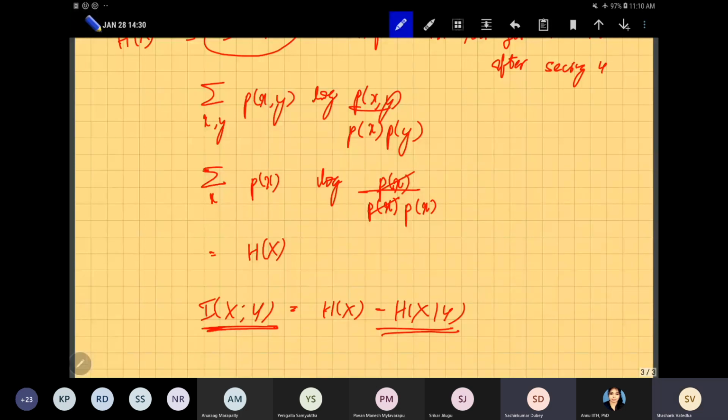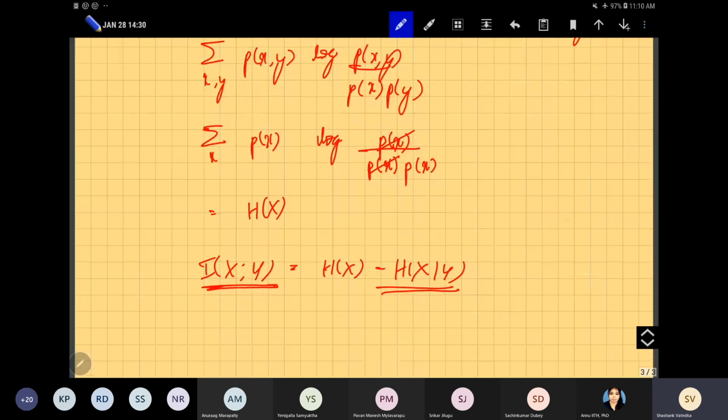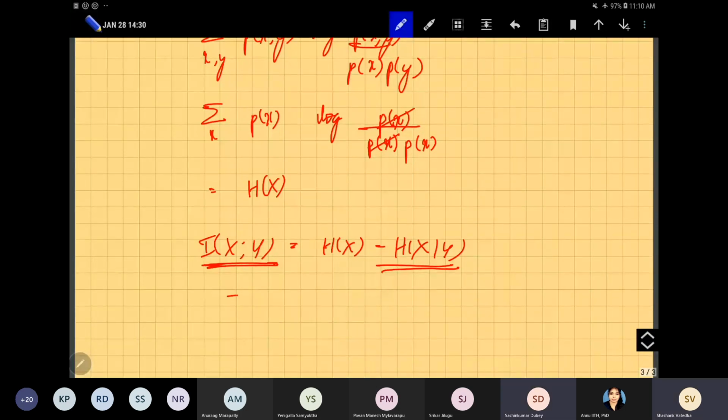Sir, if X and Y are independent, then the mutual information will be zero, right? Exactly. So if x and y are independent, then the mutual information is equal to 0. But what is the conditional entropy equal to? In this case, H of X. Correct. But try to also evaluate it using the expression. If x and y are independent, then what is P of xy equal to? P of x into P of y. Correct, right?